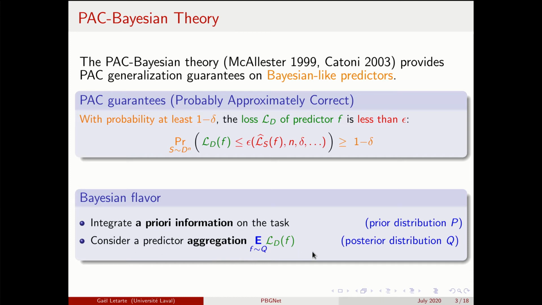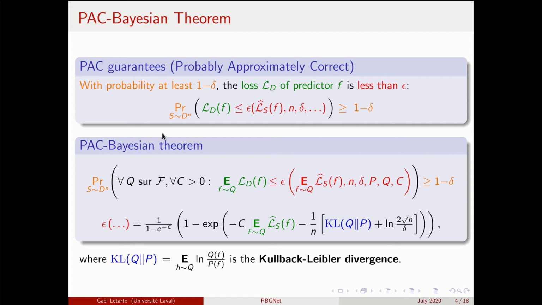To give an idea, we present a PAC-Bayesian theorem as we used in our work. It follows the PAC guarantee recipe with the addition of the expectation according to the posterior distribution Q for the generalization and empirical losses. Also, the epsilon function is explicitly defined here, and we see that it depends mainly on the empirical loss, the number of examples, the KL divergence between the prior and posterior, which controls the complexity of the model, and a hyperparameter C that we can tune.